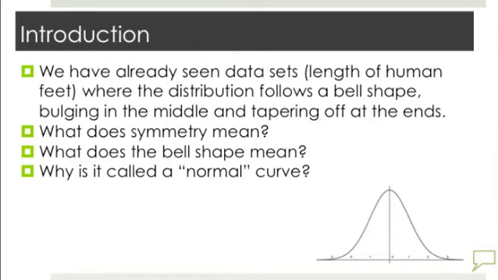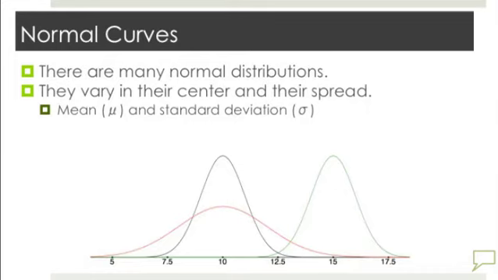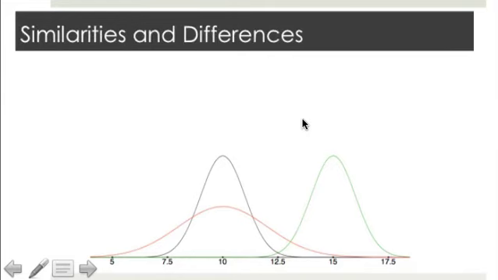Now, we shouldn't think that there's just one normal curve. There are actually many normal curves. Here are just a few that we can look at to see if we can compare and contrast them. There are many normal distributions, and what's important to remember is that they vary in their center and they vary in their spread. That means that the mean, or mu, which is this symbol right here, and the standard deviation, sigma, are what help to distinguish normal curves from each other.